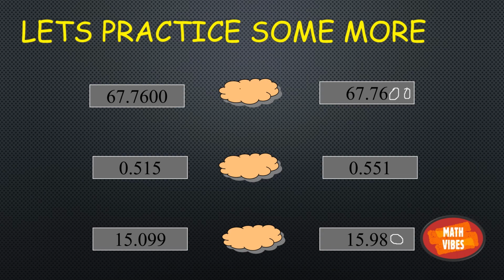First one is equal. The second one, 0.515 is smaller than 0.551. In the third part, 15.099 is smaller than 15.980, because see, here at the decimal place I had 0 and here I had 9, so 9 is obviously greater than 0. See, when you practice more questions like this, then you will be able to do it within seconds.